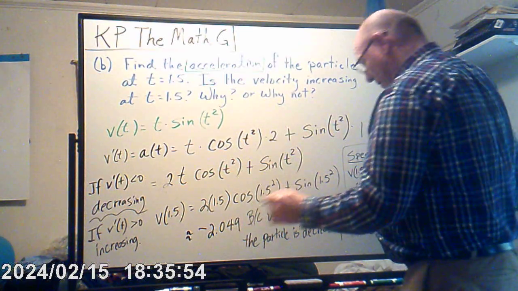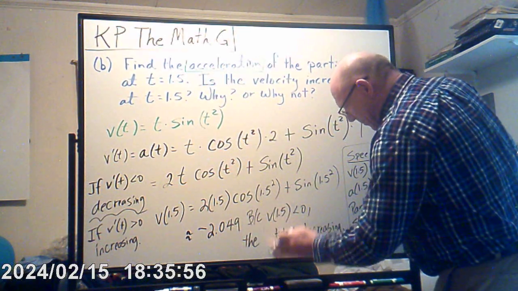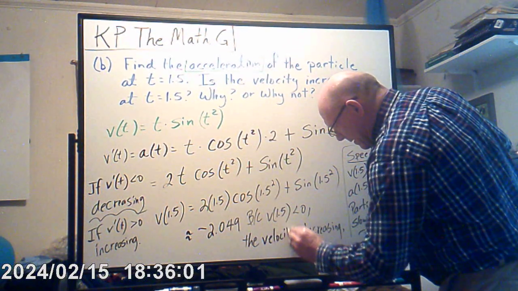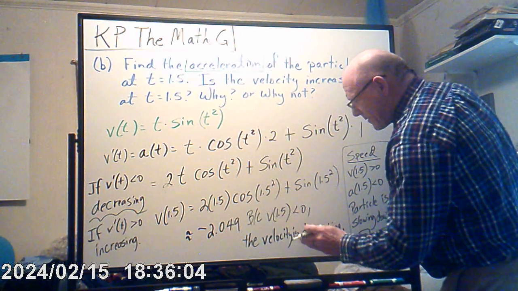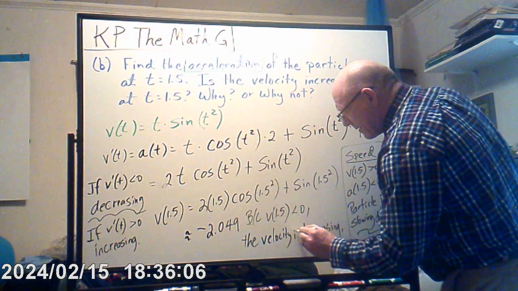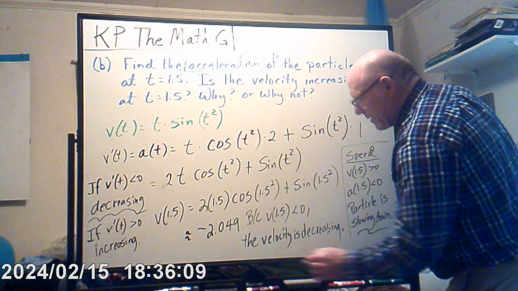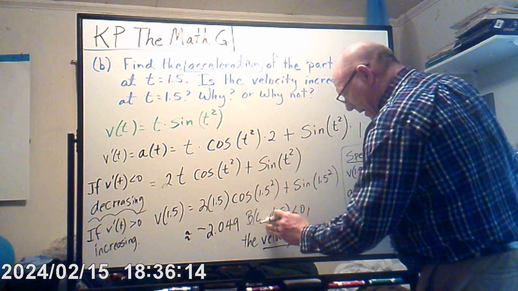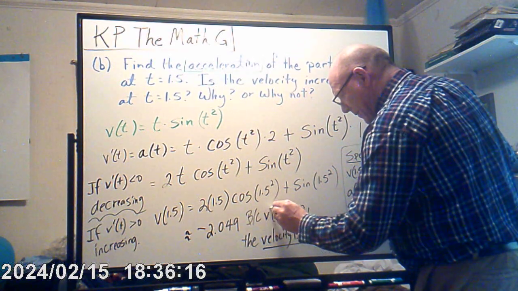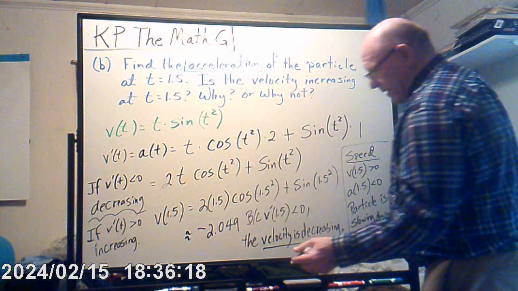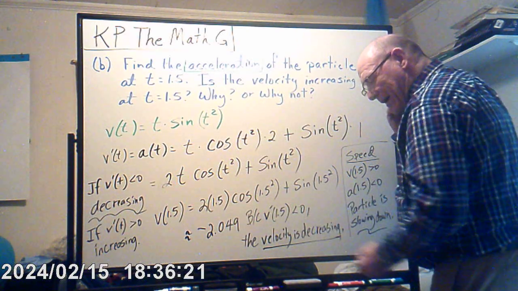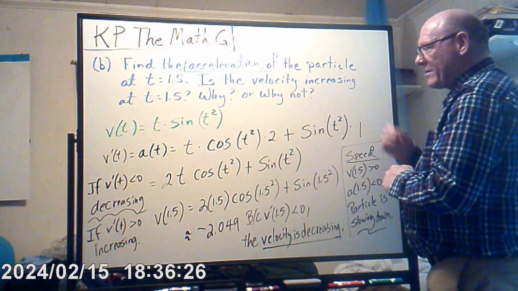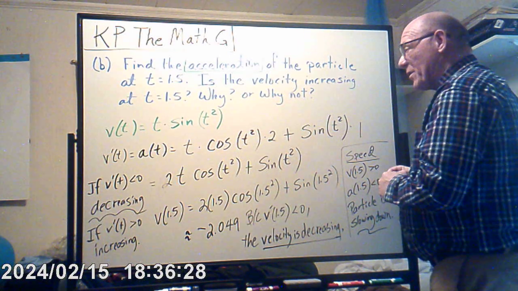Isn't that what they're saying? Well, the velocity, not the particle, the velocity. The velocity is decreasing. Sorry about that. Okay. The velocity is decreasing, and not v, but v prime, which is a at t. If you said a at that, that's okay. That's quite all right. So we have to be aware of what they're asking for.